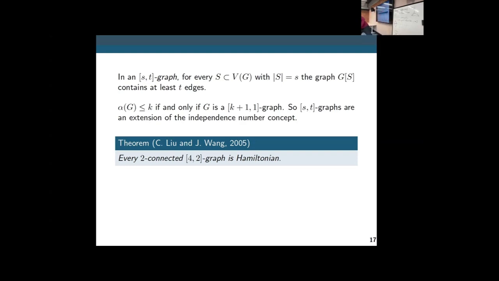So your graph can look like this. You have lots of edges here, but just one vertex here. This is not 2-connected. This won't be Hamiltonian, right? So you need to put this 2-connectedness. This is the only condition. But then they say for (4,2) graphs, what does this mean again? Any 4 vertices you take, you have at least 2 edges in there. And they show that this is Hamiltonian.